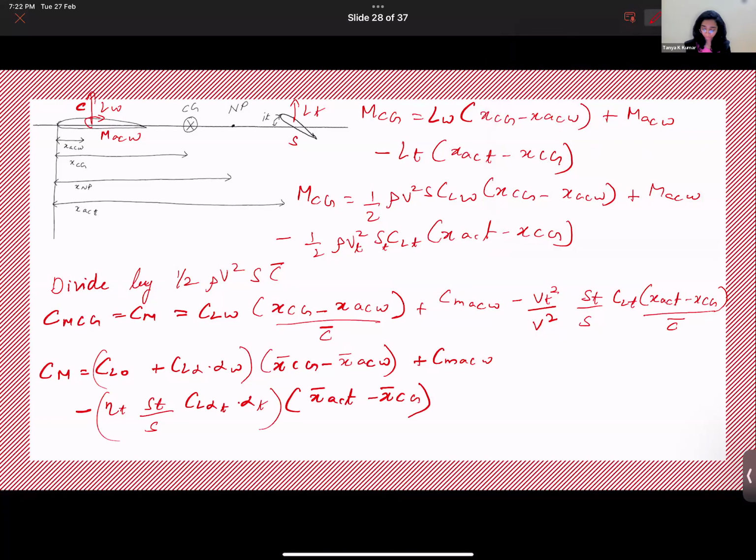So what is alpha tail? We need to get it in terms of, so your CM is CM naught plus CM alpha into alpha, right? And this alpha is alpha wing. So now we have terms that are dependent on alpha wing and terms that are independent of alpha wing. Before that, we need to expand this alpha tail. Alpha tail is another term that is dependent on alpha wing. So how do you expand it? Is alpha tail the same as alpha wing?